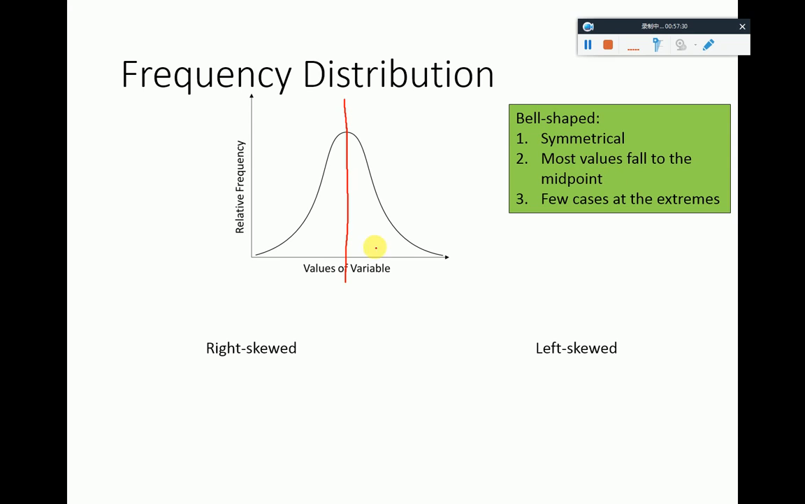And most of the values, as we just saw, fall to the midpoint. Here's the midpoint, right? Very low, very high, midpoint. So most of the values will be clustered around the midpoint, and extreme values are rare. Okay, so these are the properties of this bell-shaped curve.